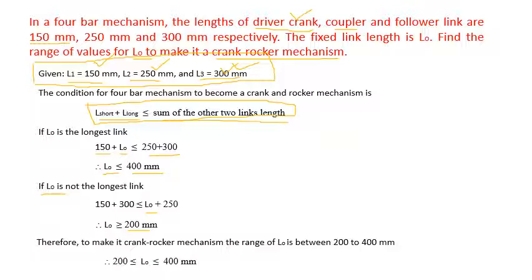So we got the range. Therefore, to make this mechanism a crank rocker, the range of L naught is between 200 and 400. Therefore we can write: 200 less than or equals to L naught less than or equals to 400, which means the length of L naught lies between 200 and 400. Then only we can produce a crank rocker mechanism from the given mechanism.